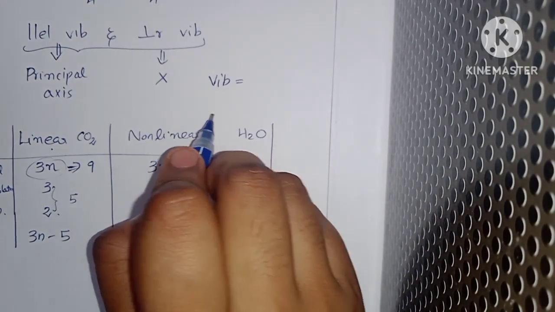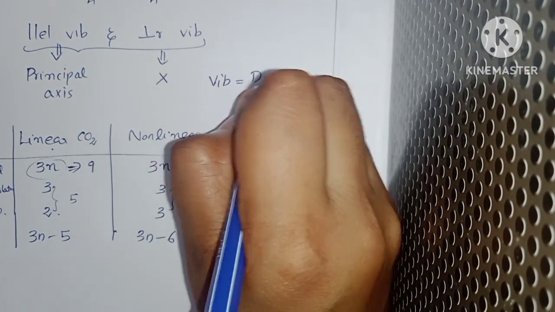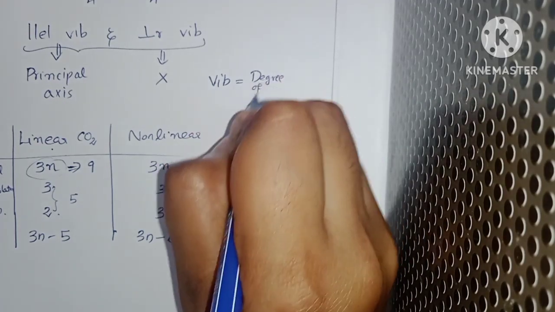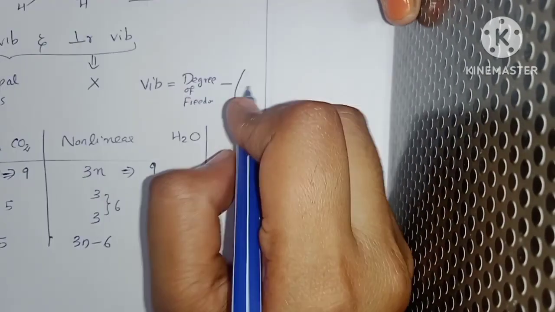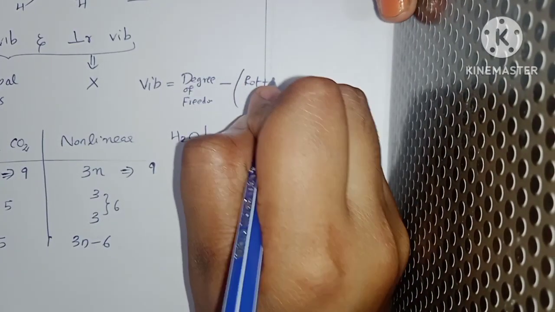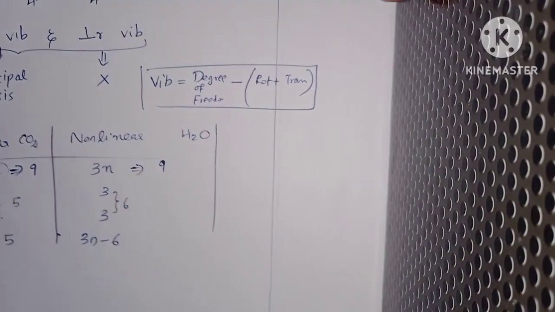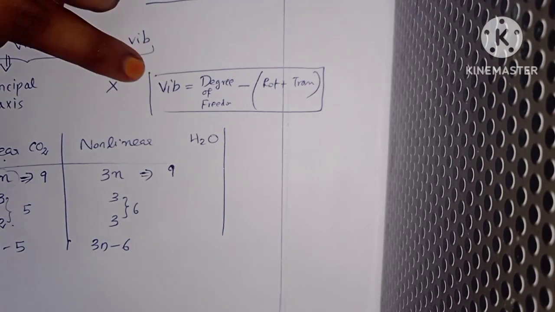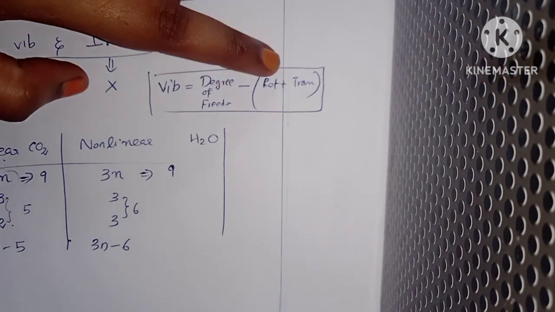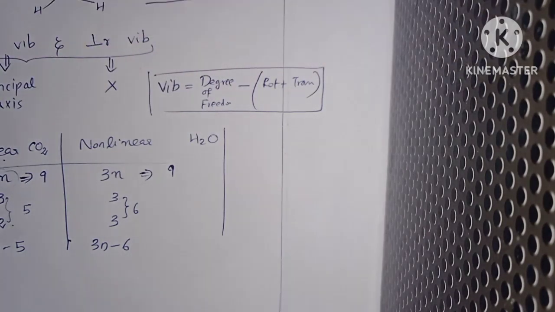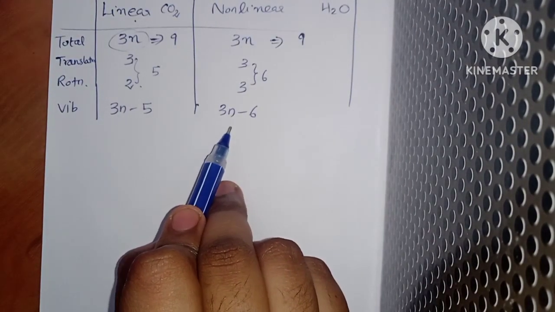The number of vibrational modes will be equal to total degrees of freedom minus the modes in rotation and translation, which will give the number of modes of vibration. Number of modes of vibrational transition will be equal to total modes minus rotational modes plus translational modes. So this many vibrational modes are present in this molecule.